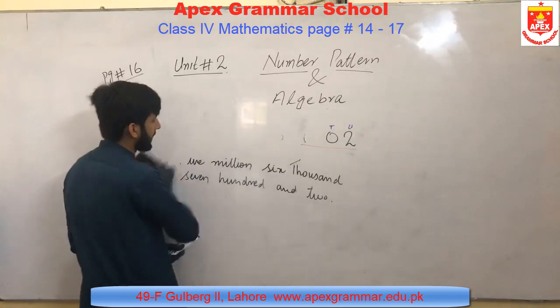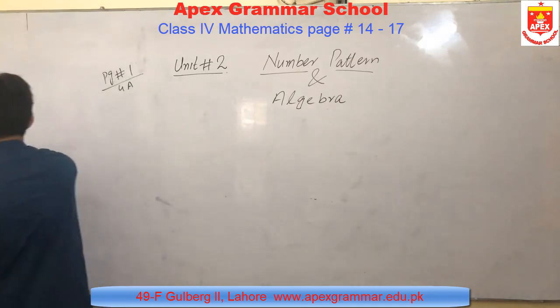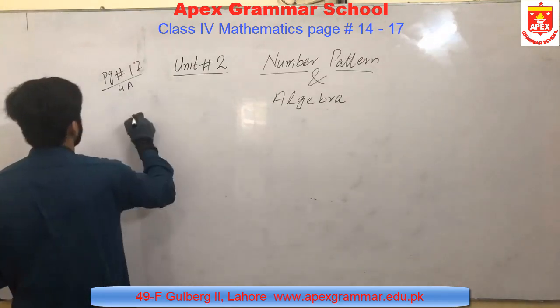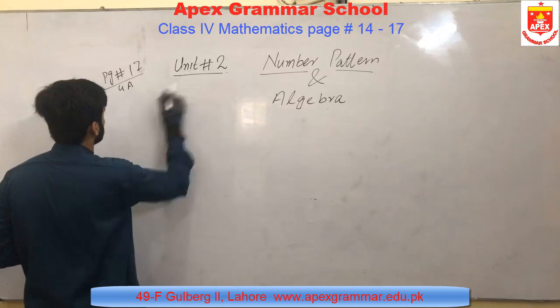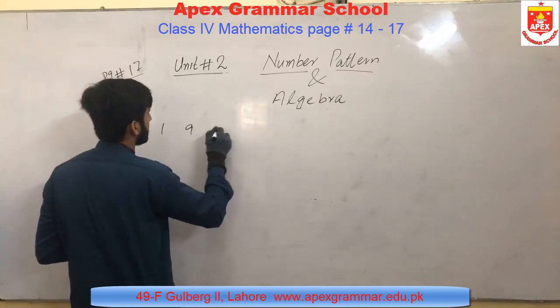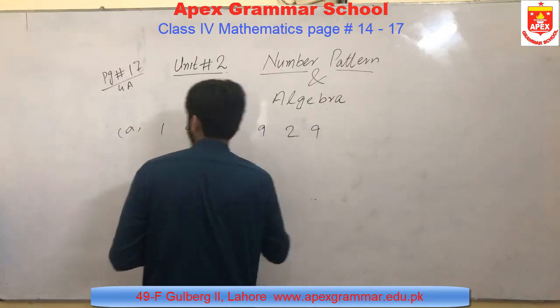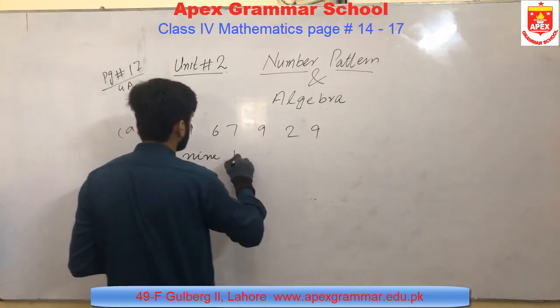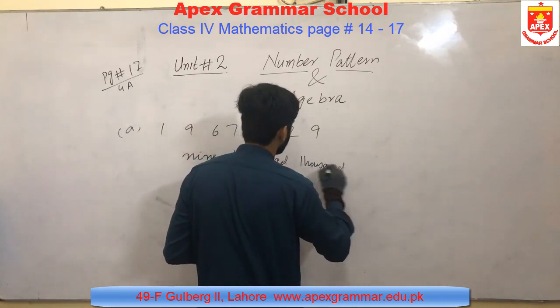Let's move on to page number 17. Same book. Circle the correct digit in each number to match the value. A part is 1,967,929, and the digit we have to circle is 900,000.